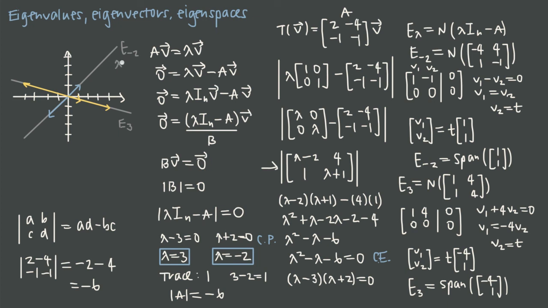Once we have the eigenvalues, we can use them to find the associated eigenvectors, and then those eigenvectors give us the eigenspace, and we can see what's actually happening to the vectors in those eigenspaces.